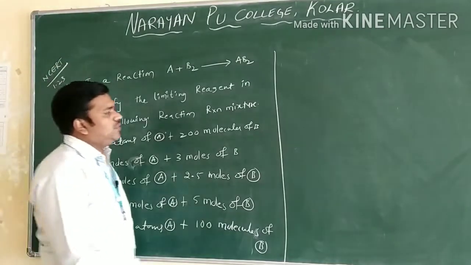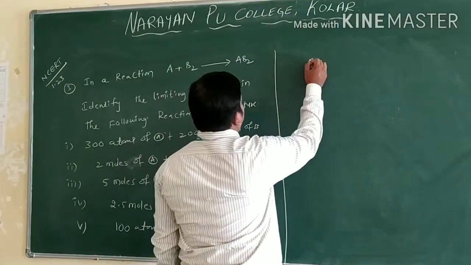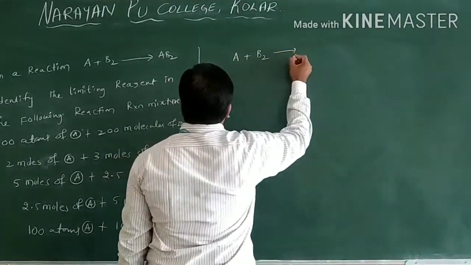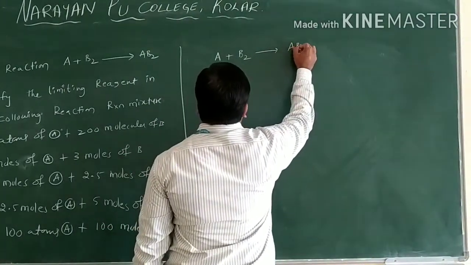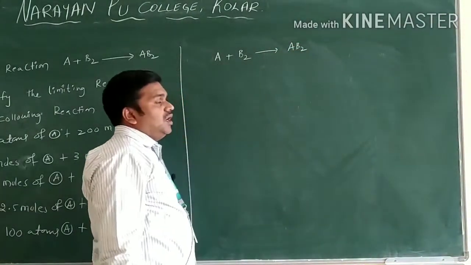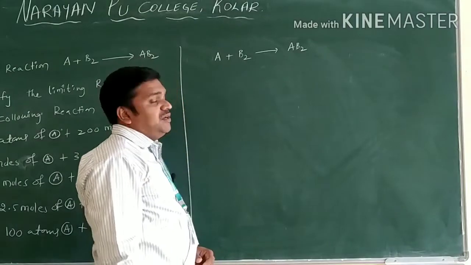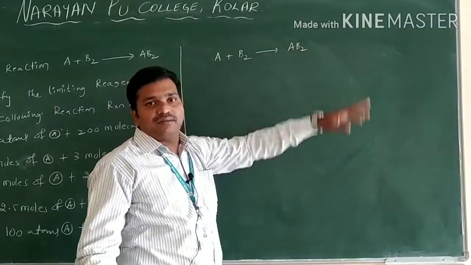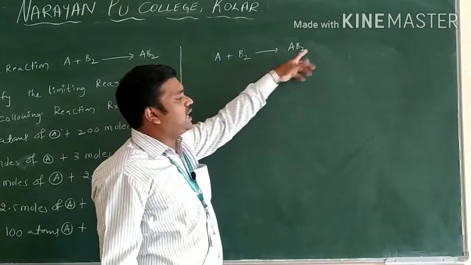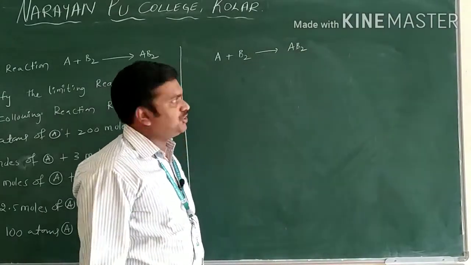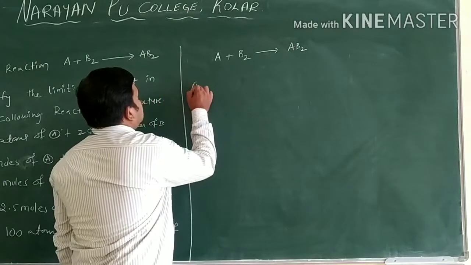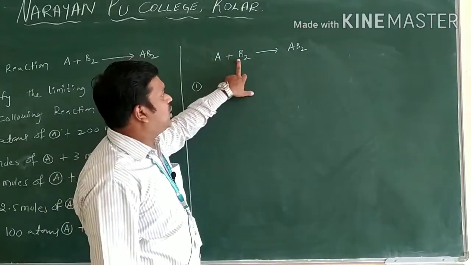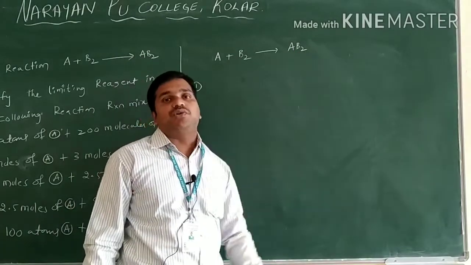So if you want to solve this question, first you will write the equation that is given here. A plus B2 gives rise to AB2 is the equation. You identify whether it is balanced or unbalanced. Here one A is there and one A is there, 2B is there and B2 is there. It is a balanced chemical equation only, right? In the balanced chemical equation, you can see the number of moles: here 1 mole, here 1 mole, and 1 mole is formed only.